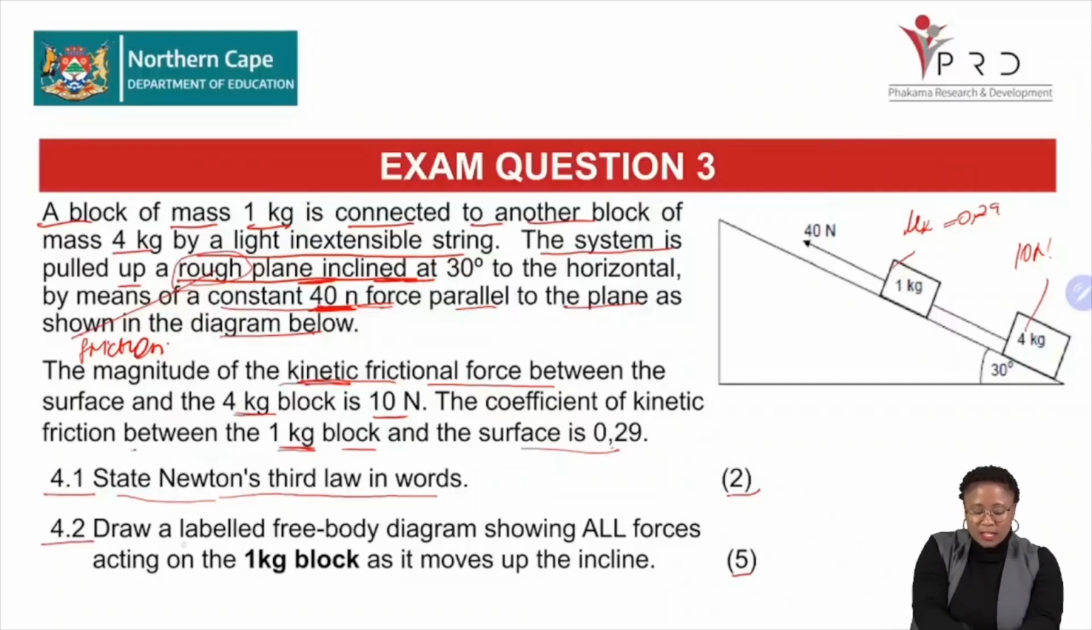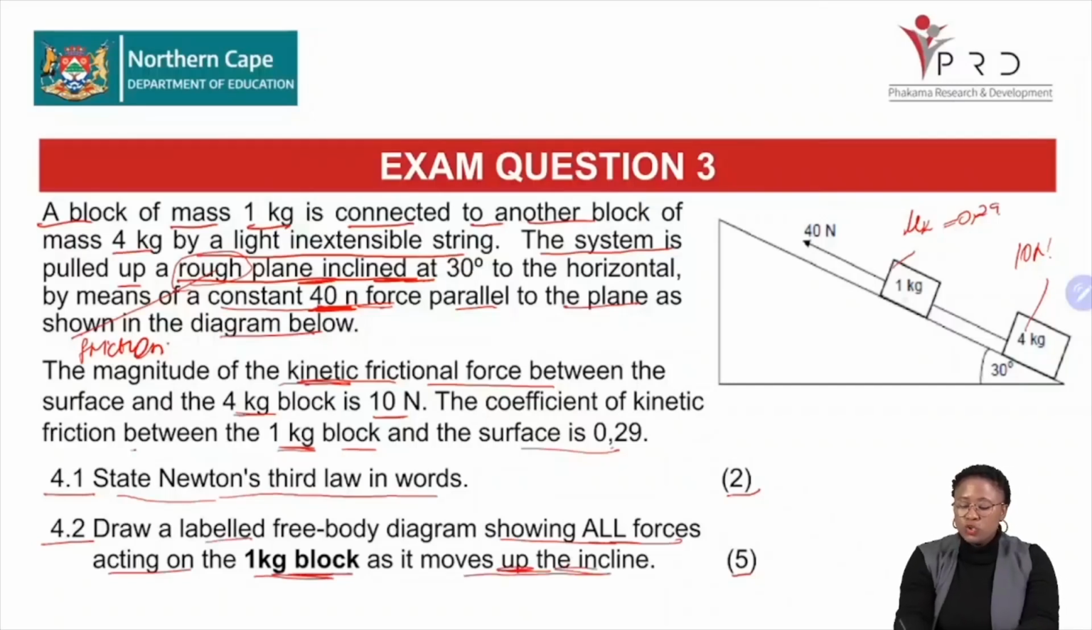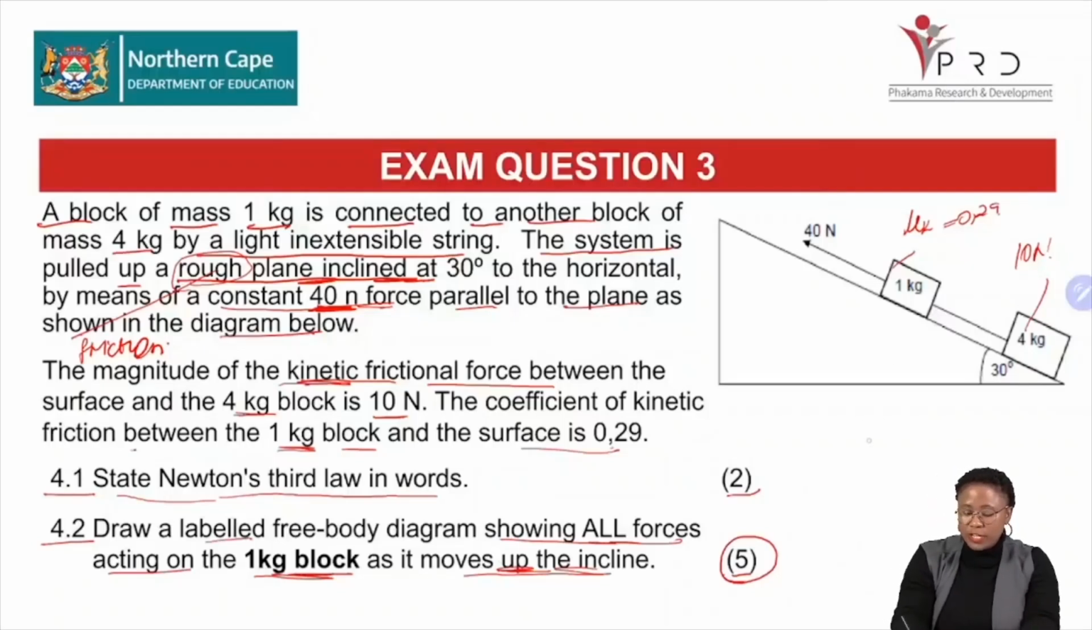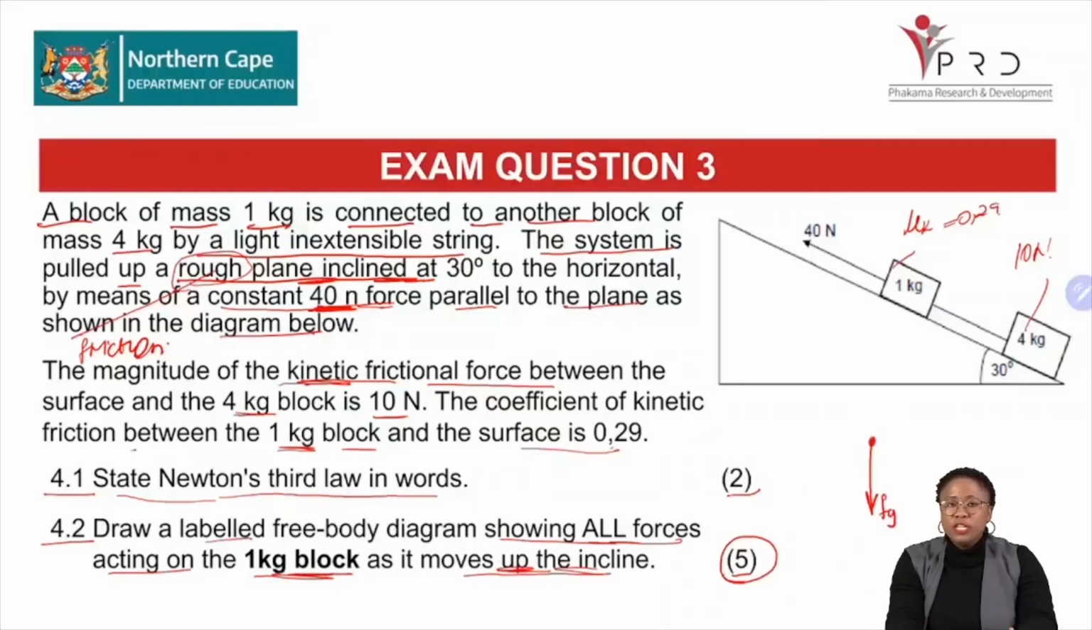4.2 says to us, draw a free body diagram showing all the forces acting on the 1 kg block as it moves. Where is it moving? Up the incline. How many marks do I have? I have 5 marks. That means I must have 5 forces. So let's quickly draw it together. What is important? You start with Fg, or weight, going downwards. Remember, you do not include the components when you are drawing a free body diagram of an incline.